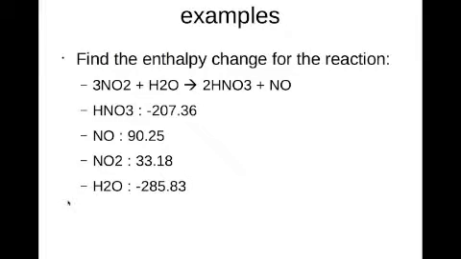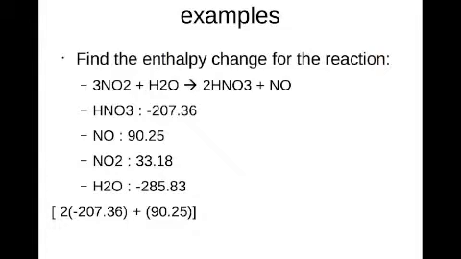Okay, here's our first example. We have to find the enthalpy change for the reaction 3NO2 plus H2O yields 2HNO3 plus NO. The enthalpy for HNO3 is negative 207.36. The enthalpy for NO is 90.25. The enthalpy for NO2 is 33.18. And the enthalpy for H2O is negative 285.83.